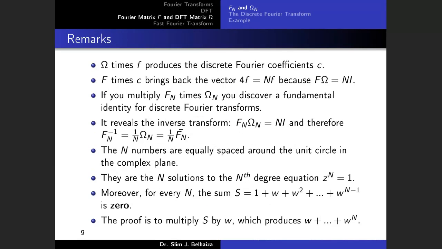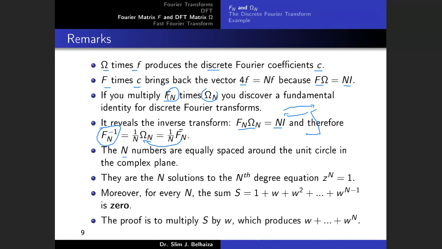Okay? So now some remarks. Omega times f produces the discrete Fourier coefficients, c, and F times c brings back the vector f, or nf, because F times omega is nI. So one step, as we called it, is the analysis, and the backward step using the omega is the synthesis. So if you multiply F_n times omega_n, you discover a fundamental identity for discrete Fourier transforms, which is that F_n omega_n is equal to nI. So in other words, the inverse of the Fourier matrix F_n is easily obtained as 1 over n omega_n, since omega_n is F_n conjugate.